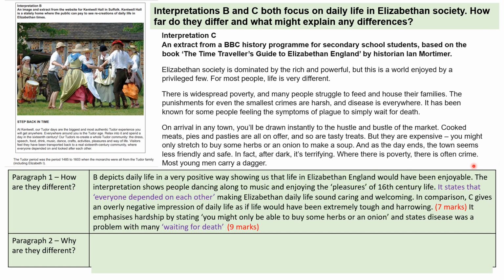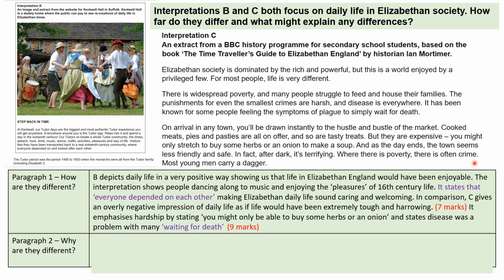So you can see here I've broken down what we could say and where the marks are allocated. So B depicts daily life in a very positive way, showing us that life in Elizabethan England would have been enjoyable. The interpretation shows people dancing along to music and enjoying the pleasures of 16th century life. It states that everyone depended on each other, making Elizabethan life sound caring and welcoming. In comparison, C gives an overly negative impression of daily life, as life would have been extremely tough and harrowing.